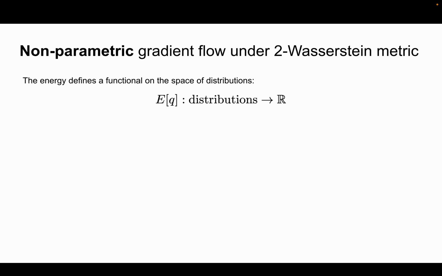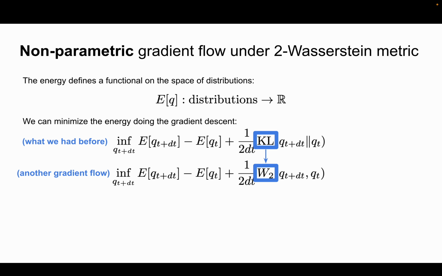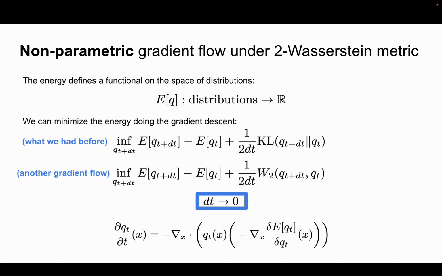Okay, so what if we introduce a different notion of closeness? Namely, we'll use Wasserstein 2 distance. Before we used this minimizing movement scheme with the KL divergence, and now we can swap the KL divergence with the Wasserstein 2 distance, and we'll get another gradient flow. We'll get it once again as taking the limit of dt going to 0, and we'll arrive at a different PDE.